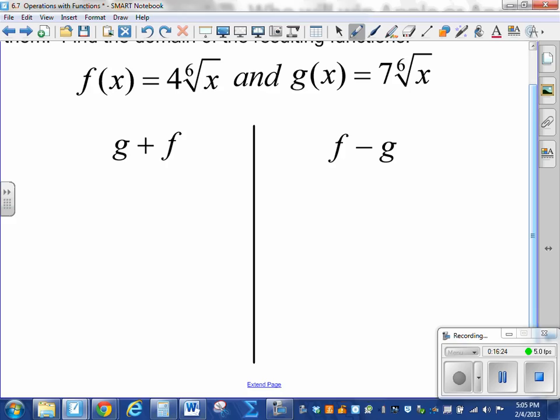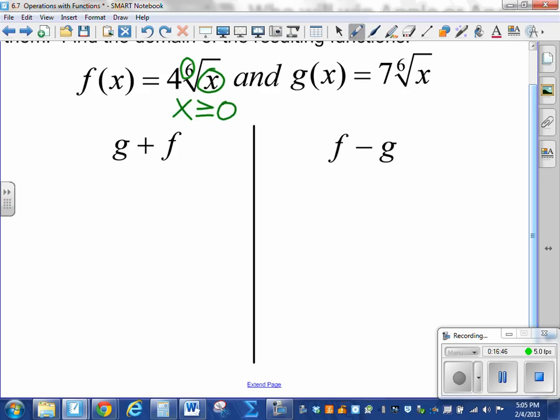We have the 6th root of x. So since there's just x inside of there, we set our x, the inside part, greater than or equal to 0. There's nothing to solve out. If that said x plus 5 is greater than or equal to 0, you'd have to subtract 5. But it doesn't, so you're done. That is your domain of the first one, the f of x.